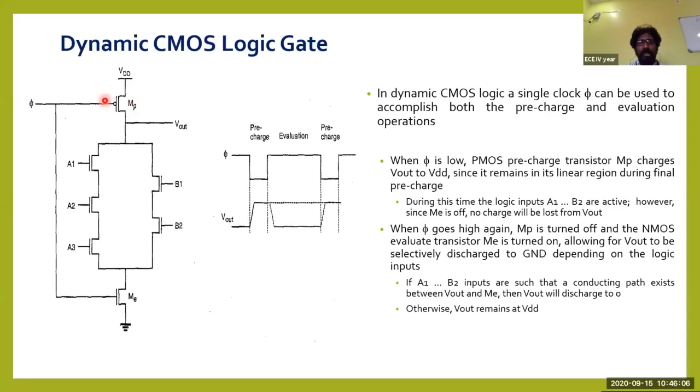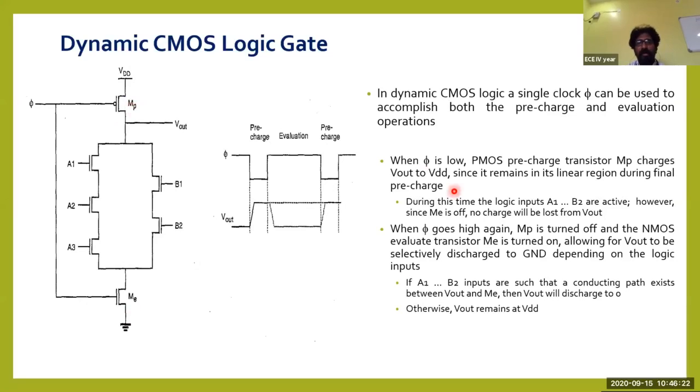So now if clock equal to 0, the PMOS is turned on. The PMOS will be turned on whenever the gate voltage is equal to 0. NMOS will be turned off whenever the gate voltage is equal to 0. It means that at gate voltage equal to 0, the PMOS will be turned on and NMOS will be turned off.